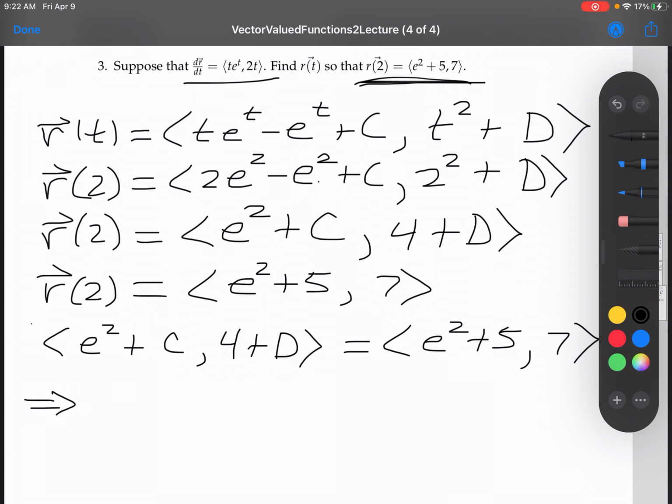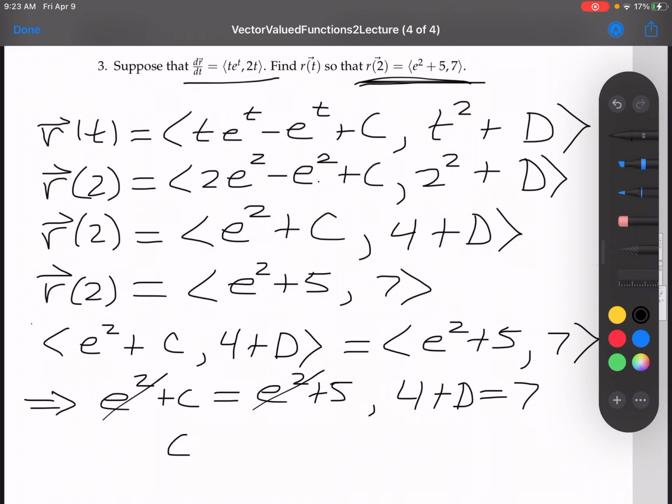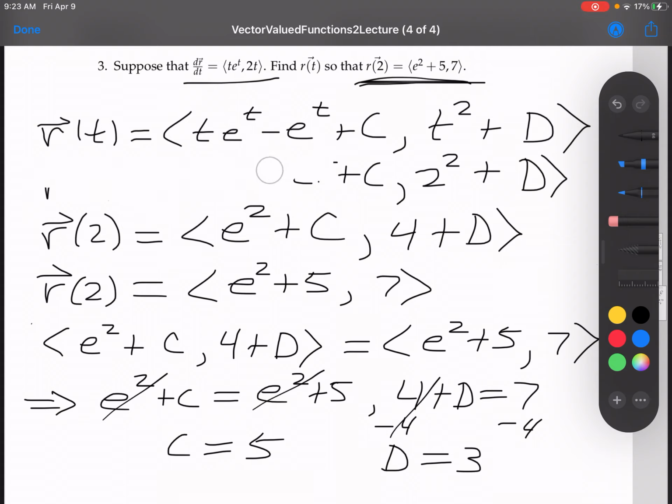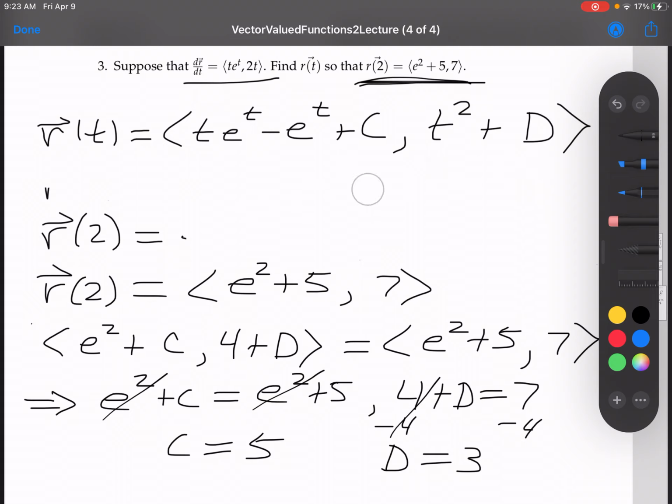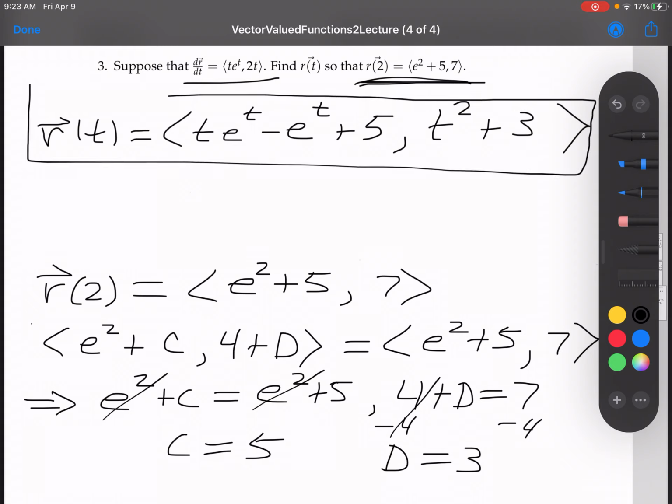This tells us that the x and y components have to be equal, so then we know that e squared plus c equals e squared plus 5, and 4 plus d equals 7. So then we can subtract e squared from both sides. We find that c equals 5. Subtract 4 from both sides. We find that d equals 3. And so now we know that r of t has that constant for the x component and that constant for the y component. So now we've found r of t.